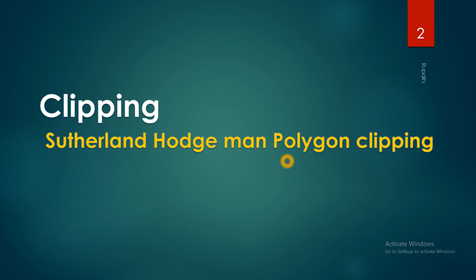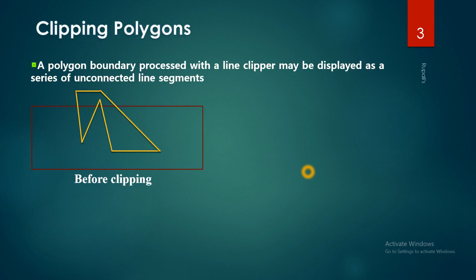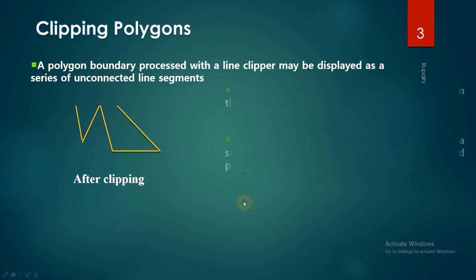Today we will learn the Sutherland-Hodgman polygon clipping algorithm. A polygon boundary processed with a line clipper may be displayed as a series of unconnected line segments. If we want to clip a polygon using a line clipper, we get a series of unconnected line segments. We can't get any closed area like this.